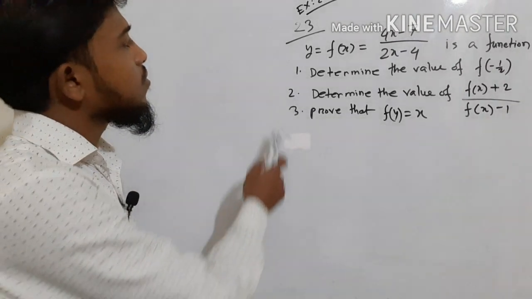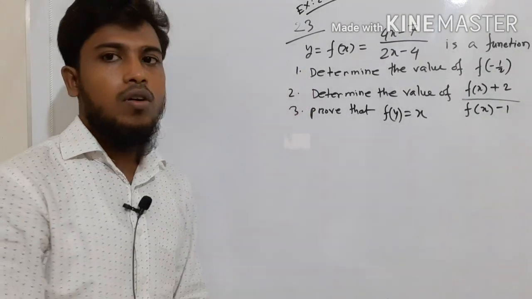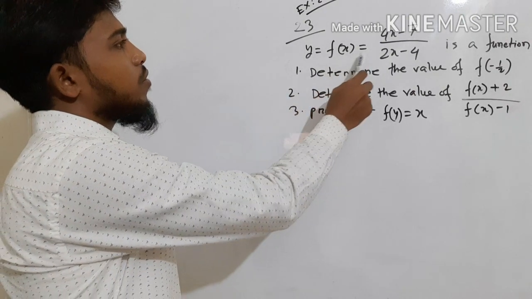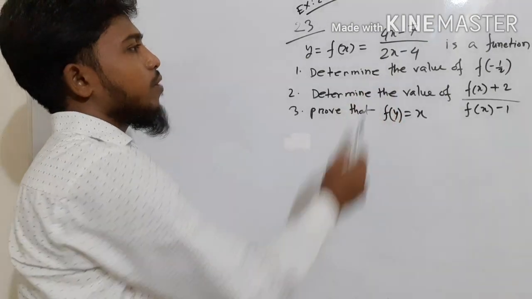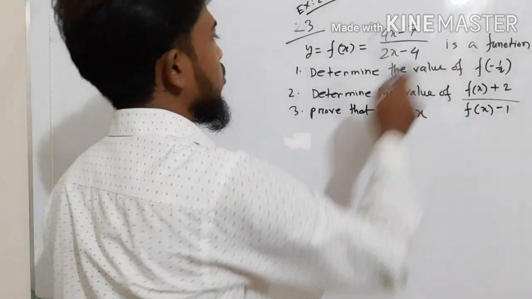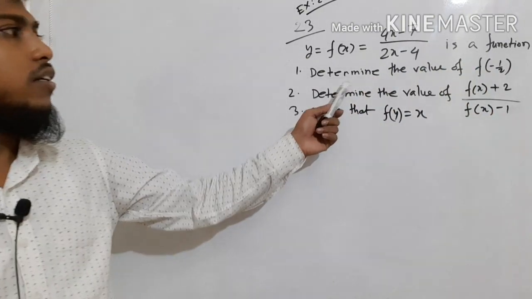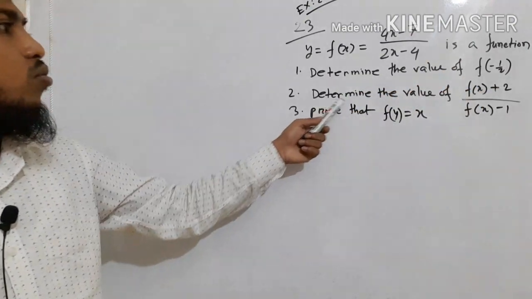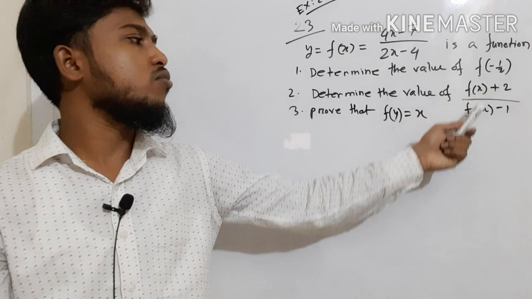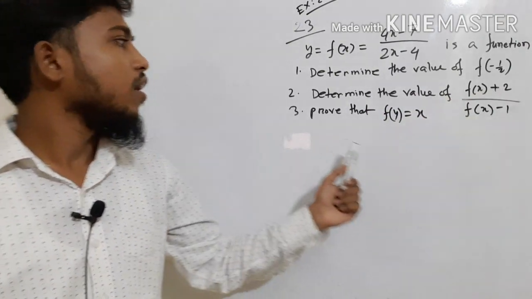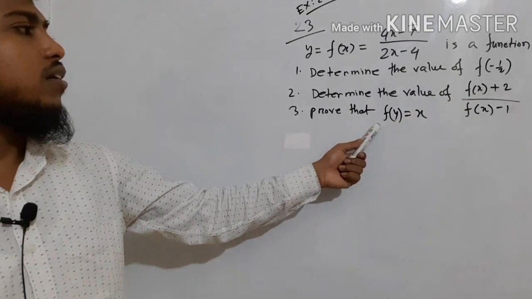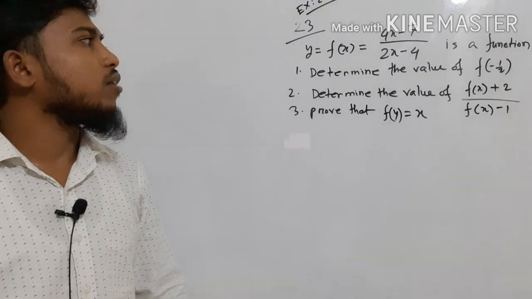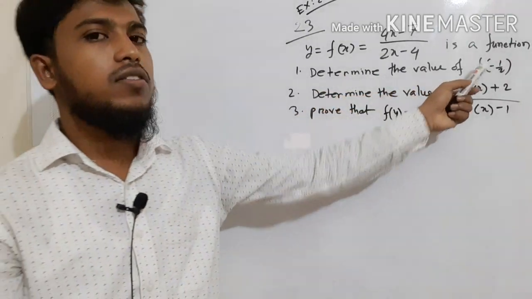Dear student, this is problem 23 of exercise 2.2. Y equal to f of x equal to 4x minus 7 divided by 2x minus 4 is a function. Number 1, determine the value of f of minus half. Number 2, determine the value of f of x plus 2 divided by f of x minus 1. And number 3, prove that f of y equal to x. Now I will find the value of f of minus half.